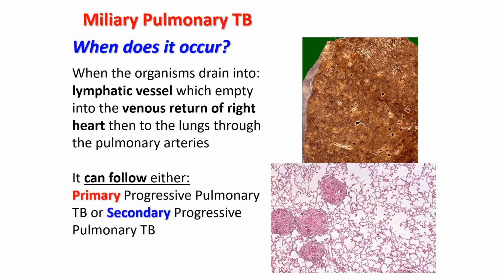It can follow either primary progressive pulmonary tuberculosis or secondary progressive pulmonary tuberculosis. Definitely, the patient in both primary and secondary has a compromised immune response, such as receiving immune-suppressing drugs, or a cancer patient, or an AIDS patient.